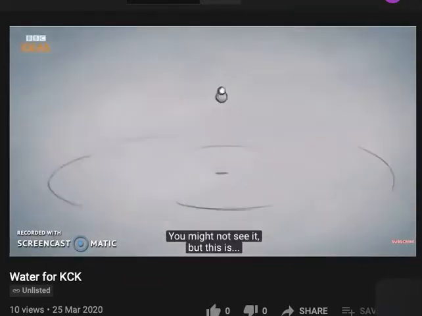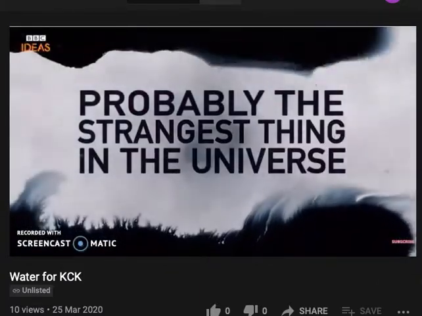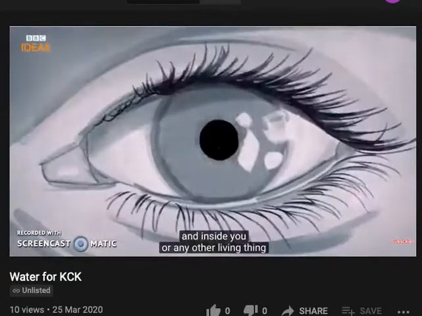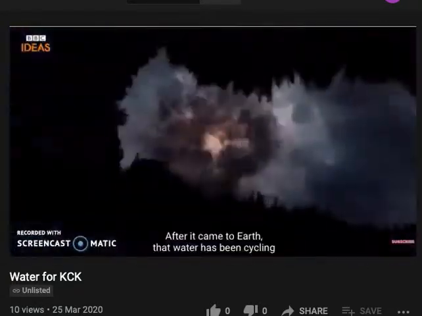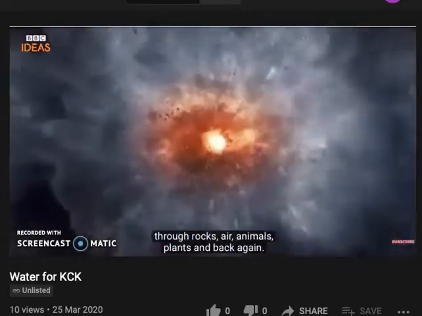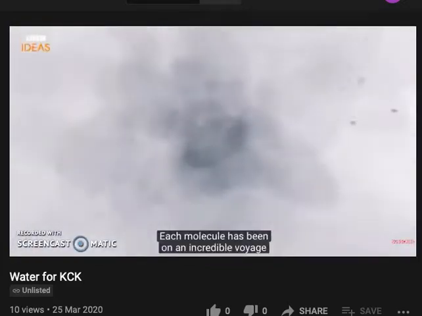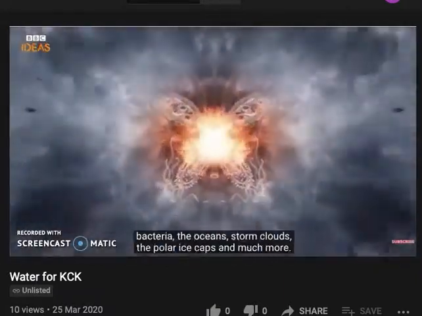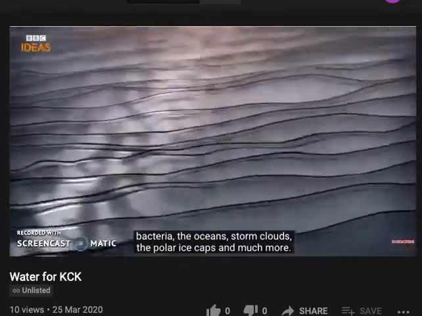Water. You might not see it, but this is probably the strangest thing in the universe. Here's why. Every molecule of water on the Earth, and inside you or any other living thing, has existed for billions of years. After it came to Earth, that water has been cycling through rocks, air, animals, plants, and back again. Each molecule has been on an incredible voyage before coming to you. At some point, the water inside you would have been inside dinosaurs, bacteria, the oceans, storm clouds, the polar ice caps, and much more.